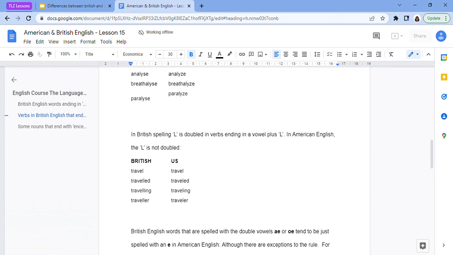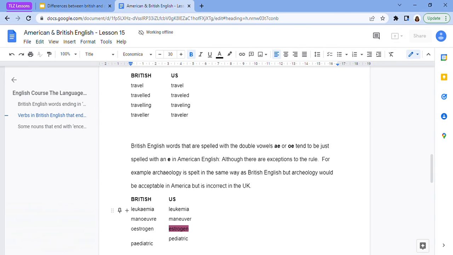Now, when there's an ending, which is E-D in this case, we have the L doubled in British English, so it becomes travelled, and in American English, it's just one L, traveled. British English, double L for travelling, one L for US English traveling. Then traveller, British English, double L, and American English, one L.